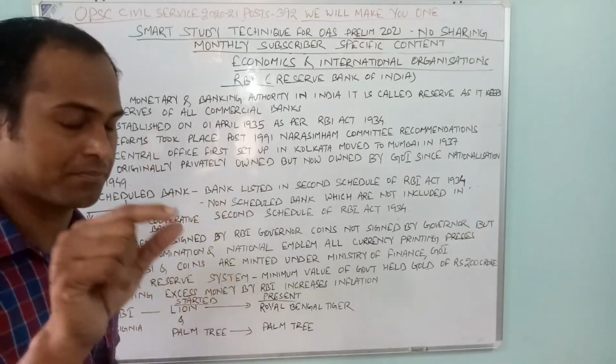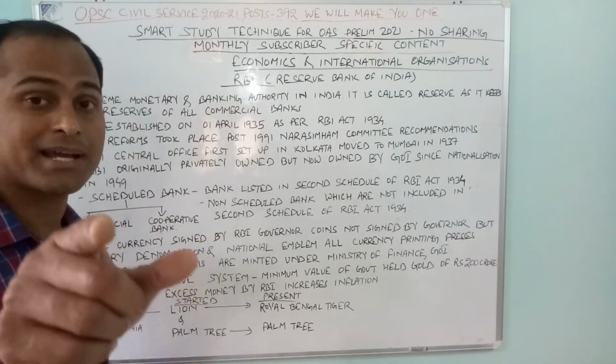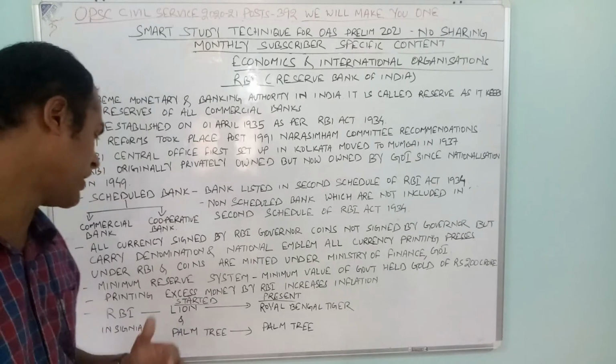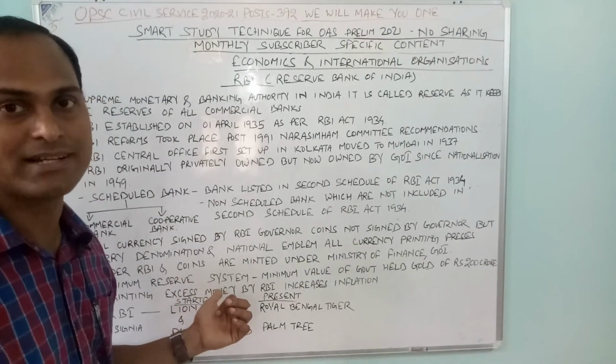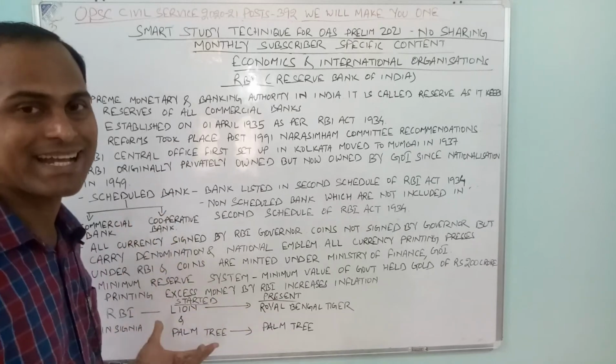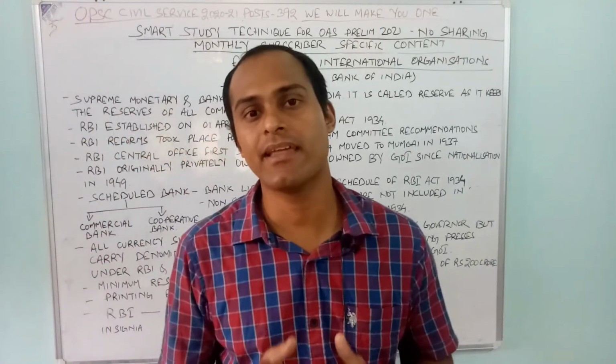And coins are not printed but minted by the Ministry of Finance, GOI. Then, excess money printed leads to inflation. In the RBI insignia, it first started with a lion and palm tree. Currently it is a Royal Bengal tiger and palm tree.